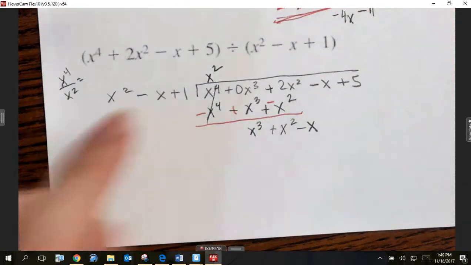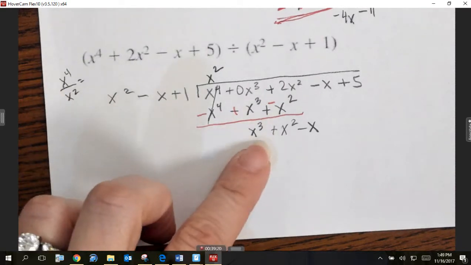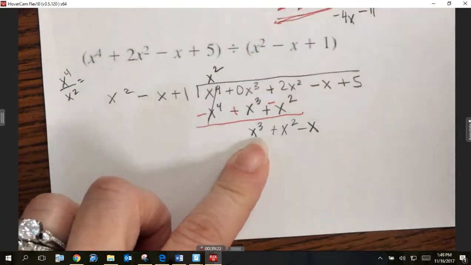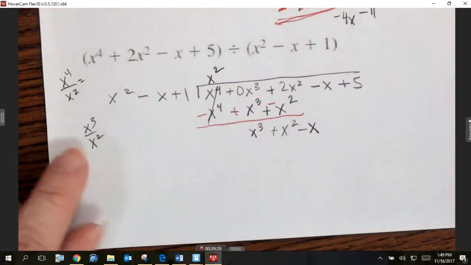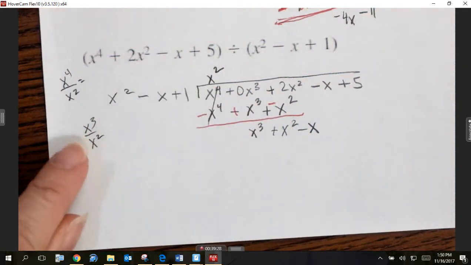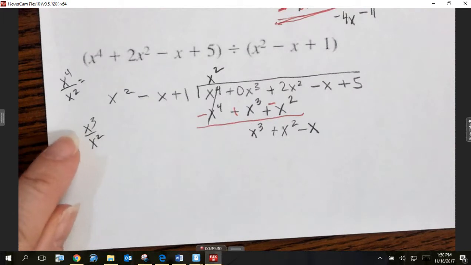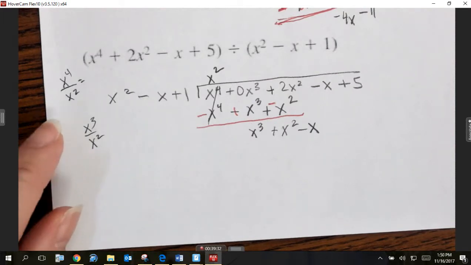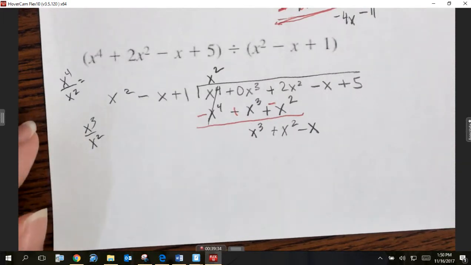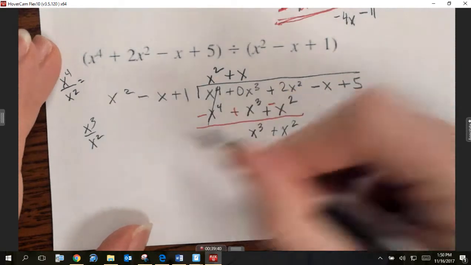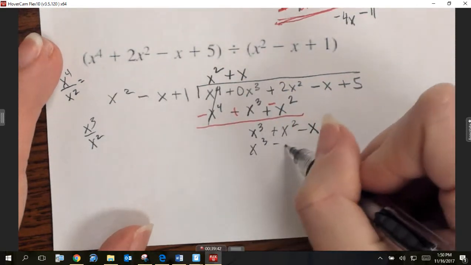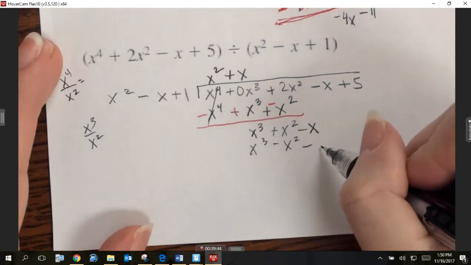When we do it again, divide. X to the second goes into x to the third. So if you're not sure, put x to the third over x to the second and say, reduce that. What do I have left over when I reduce it? X, right? So then I distribute, I get x to the third minus x squared plus x.